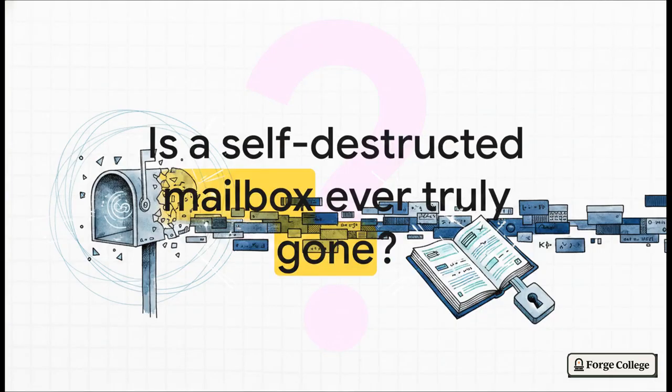Which leaves us with a final, somewhat provocative thought to ponder. If a contract undergoes the termination stage and self-destructs, clearing its current storage and code, but it leaves historical traces visible in the blockchain's permanent history forever, is the mailbox ever truly gone? It's a fascinating philosophical and technical reality of working with immutable ledgers. I highly encourage you to chew on that.